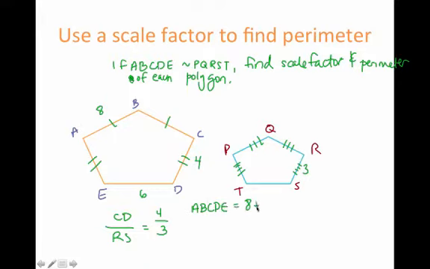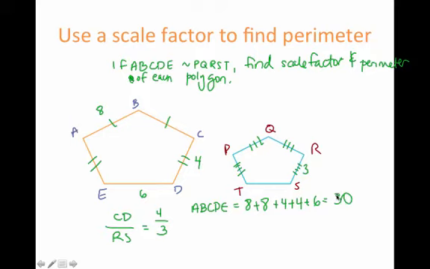So the perimeter of ABCDE is 8 plus 8, there's two sides of 8, plus 4 plus 4, there's two sides with 4, and then plus 6. So that equals 30. So the perimeter of ABCDE is 30.